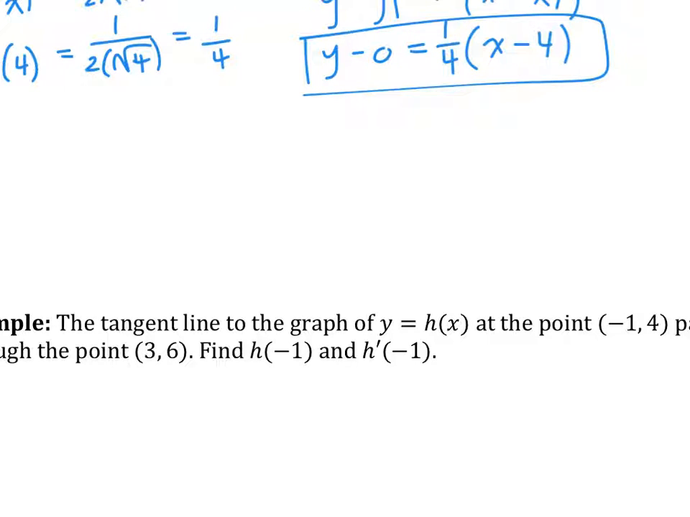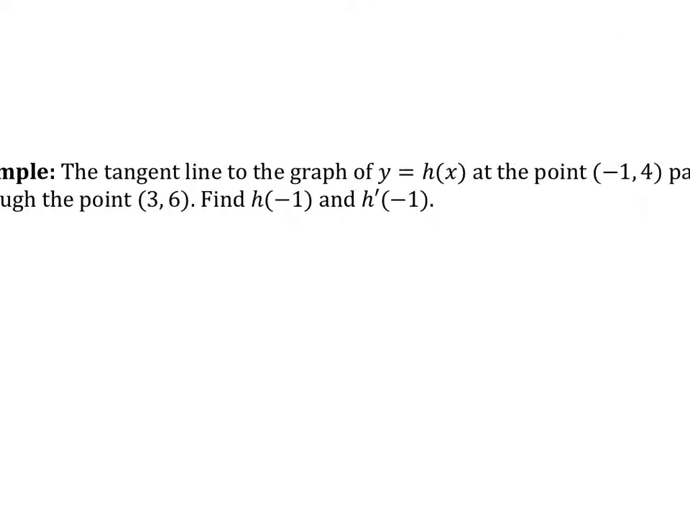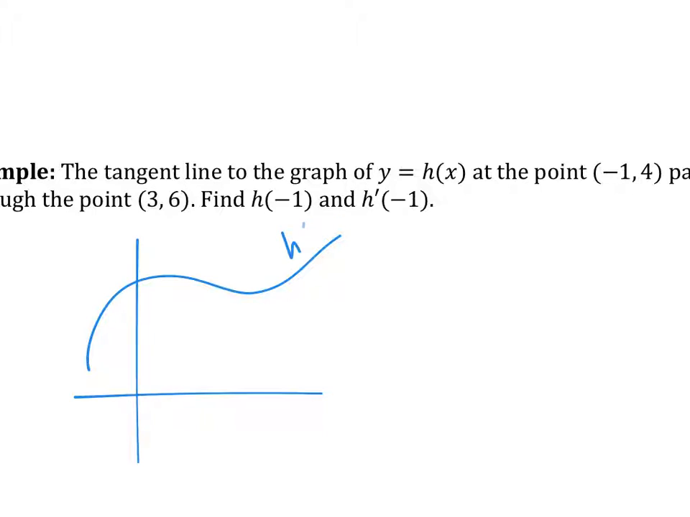It says the tangent line to the graph y equals h of x at the point -1, 4 passes through the point 3, 6. Okay, find h of -1 and find h prime of -1. All right, that sounds very confusing. So the first thing you want to do is try to make sense of the problem. Maybe you can try to draw h of x.